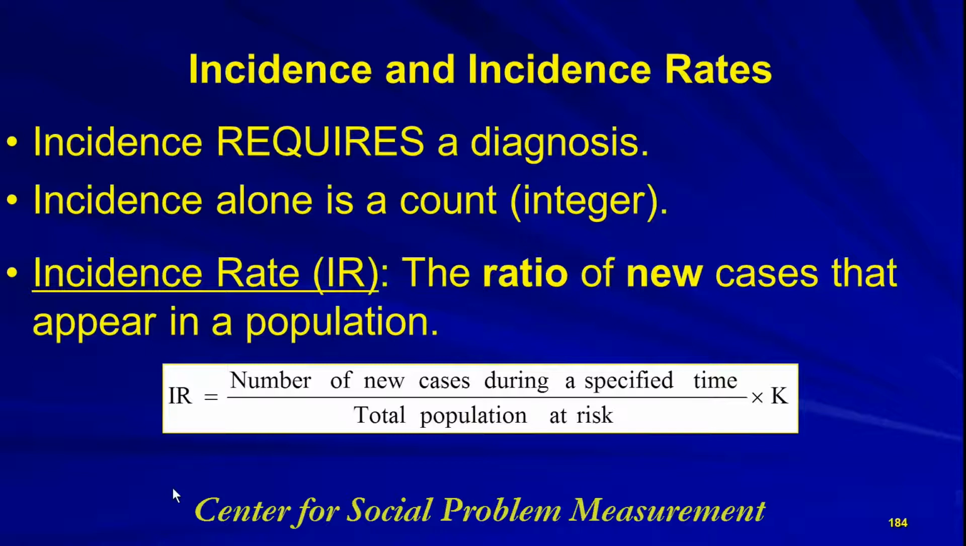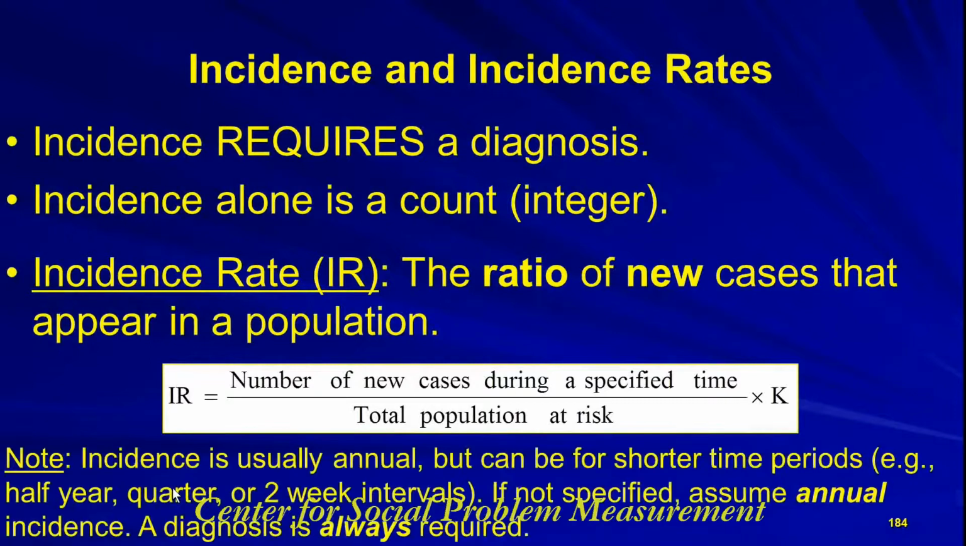Now, I want to review the formula very quickly. All of them are going to be called a ratio because you know the major category is a ratio, right? And ratio includes rate, ratio, and proportion. So we're dealing with the number of new cases. That's why we need a diagnosis, and it's during a specified period of time, which you know is 1 year, and then the total population at risk, and it's times a constant, 10 to the nth.